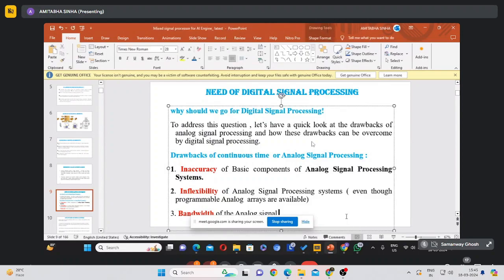And another drawback is the bandwidth. So bandwidths of analog circuits are relatively lower compared to currently available digital circuits.